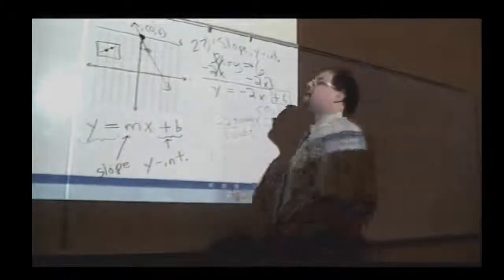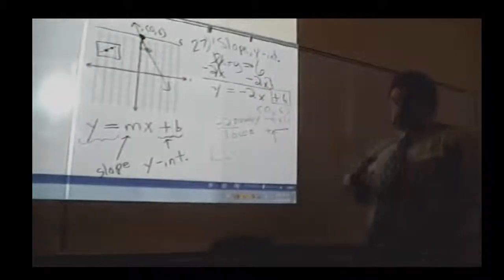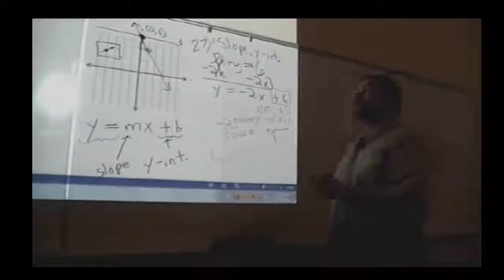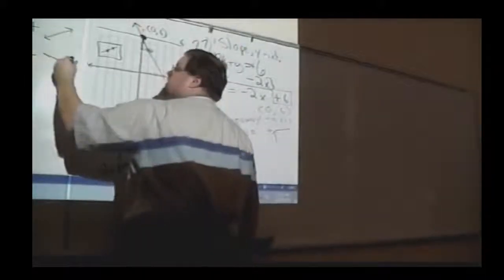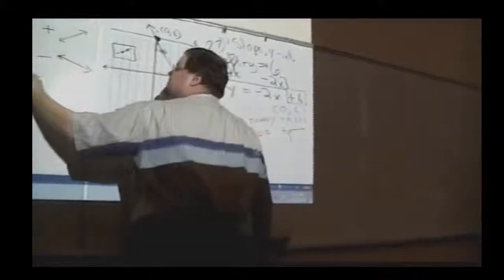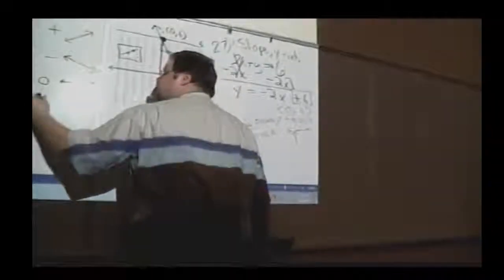Okay, so if the slope is negative, you go down and over. If the slope is positive, you go up and over. And once again, you should know what the line would look like, because if the slope is positive, the line looks like this. If the slope is negative, the line looks like this. And of course, if the slope is 0, the line looks like this. And if the slope is undefined, the line looks like this.